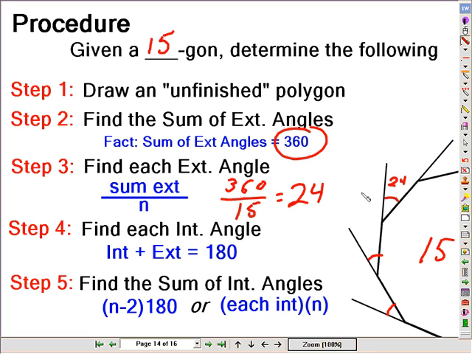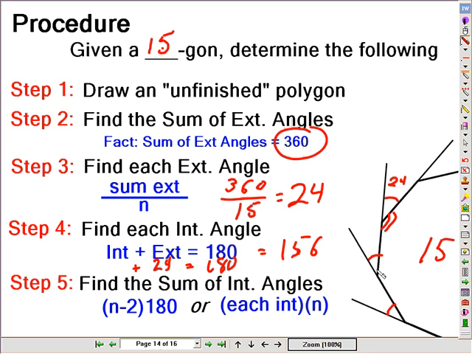Find each interior angle. Well, we know for a fact that the exterior and the interior form that linear pair. So if this is 24, the interior is 180 take away that 24. So that's again going to be 24 plus some number is going to make that 180. And that'll give us 156. Check me with that on a calculator.